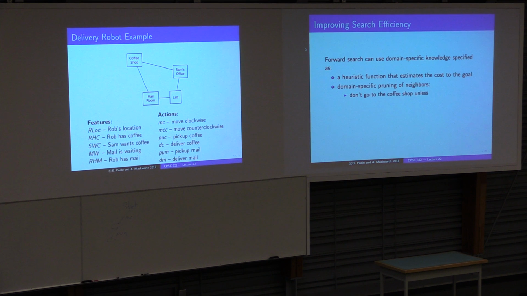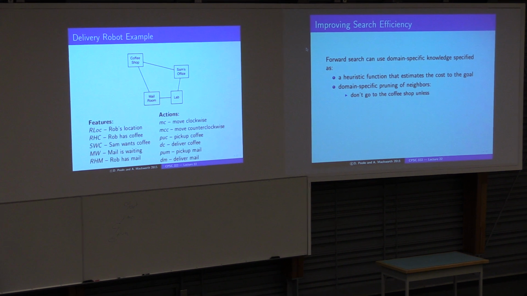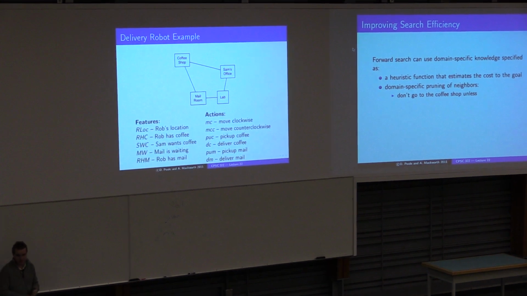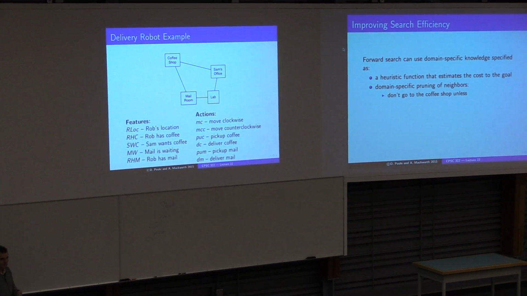And the other one is domain-specific pruning of neighbours. So for example, one of the things might be, well, don't go to the coffee shop unless, well, why mightn't you go? When would you not want to go to the coffee shop? When do you want to go to the coffee shop?